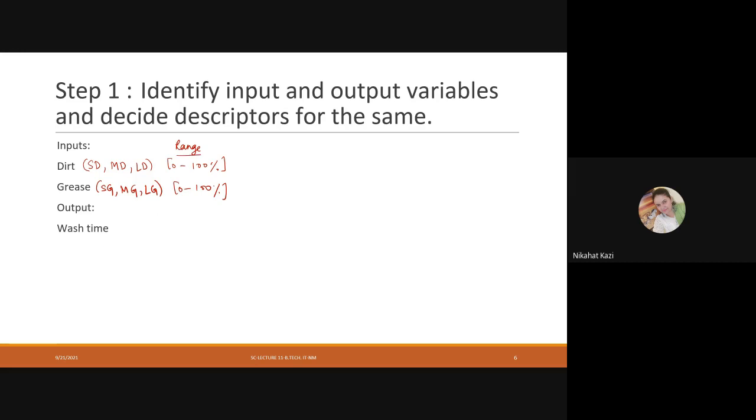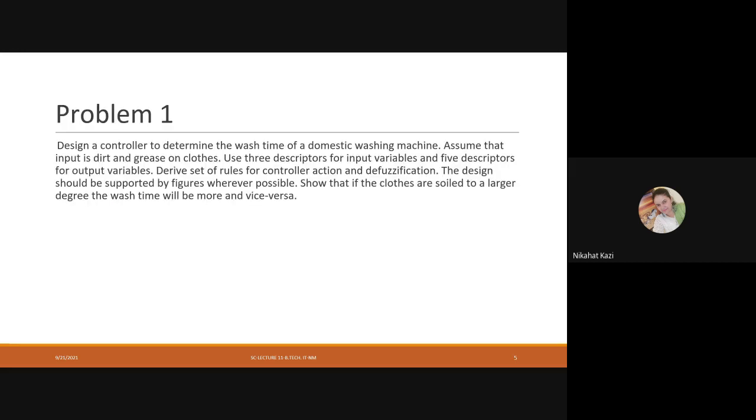Wash time is the output, and for the output, what is mentioned is that you have to use 5 descriptors, right? So it's given here: 3 descriptors for input, 5 descriptors for output.